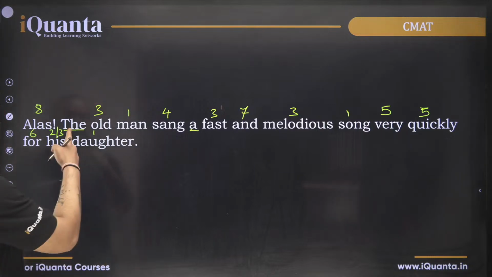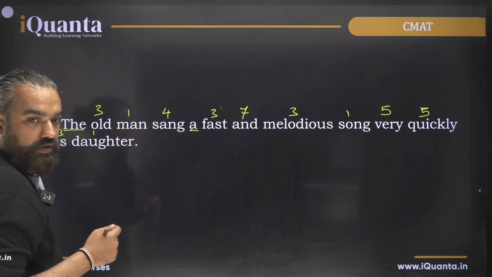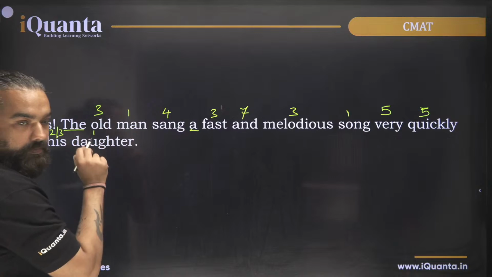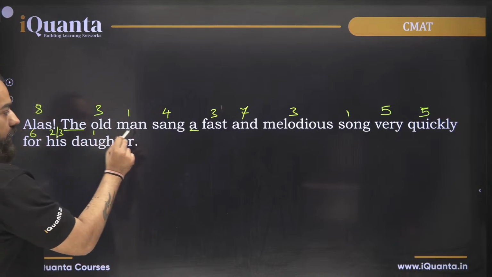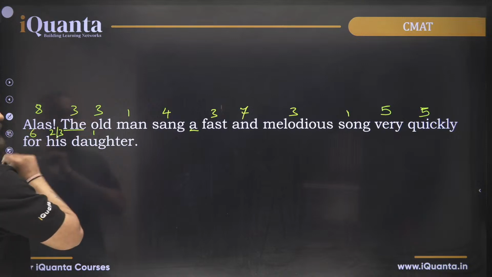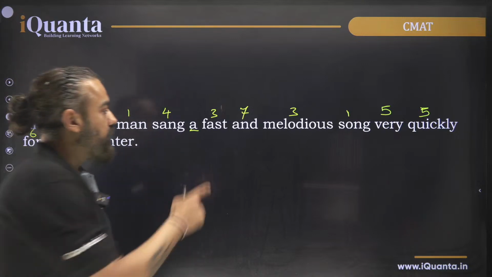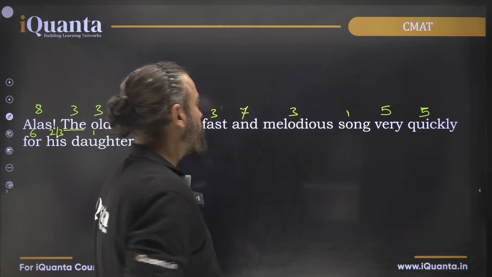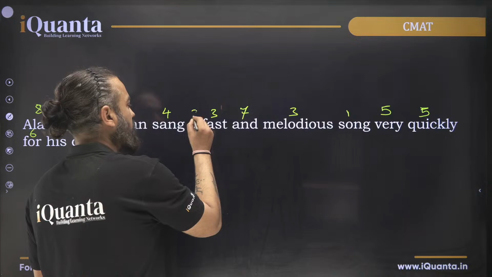So guys, here I'm talking about the man who is old. Alright? The man who is old. So I'm using the for the man. And man is a noun. Anything which tells us about the noun is an adjective. So this is an adjective. Likewise, a is being used for a song. A song which is fast and melodious. So a is also an adjective.